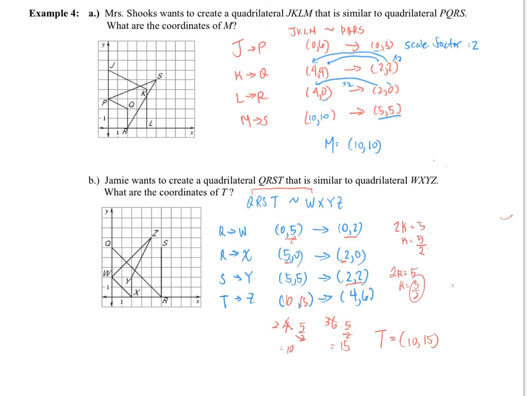So basically, when we are looking for a similar figure or the coordinate of a similar figure, we want to know whether the new quadrilateral in this case is an enlargement or a reduction by analyzing whether we can deduce what the scale factor is.